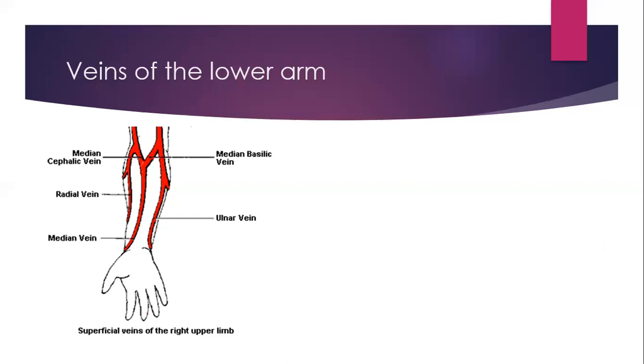You've got your ulnar vein. This is running alongside your ulnar bone, your long bone in your forearm. And then you've got your median basilic vein. This is where a lot of the time you get blood taken from.